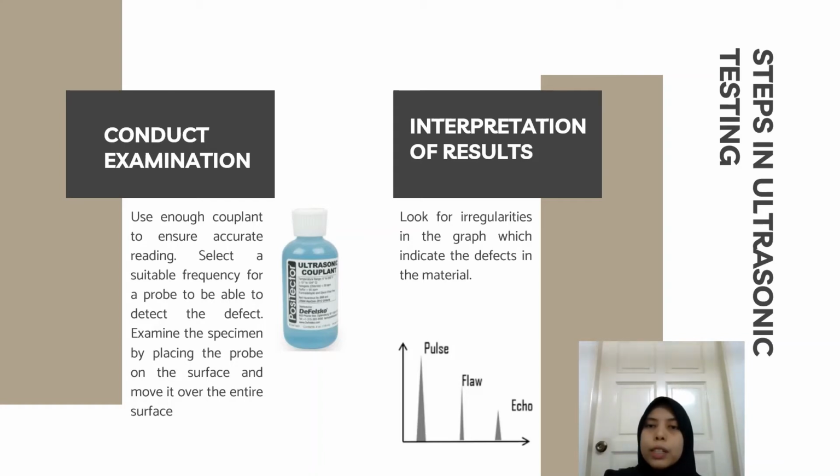Next, the inspection takes place using coolant to facilitate the transmission of ultrasonic energy from the transducer into the rail surface. A suitable frequency for a probe is selected to be able to detect the defect, and the rail is inspected by placing the probe on the surface and moving it over the entire surface. The ultrasonic probe will cover the rail from the top of the rail head through the web to the bottom of the rail and the entire width of the rail head. Finally, the result will be interpreted by a highly skilled inspector for any flaw.